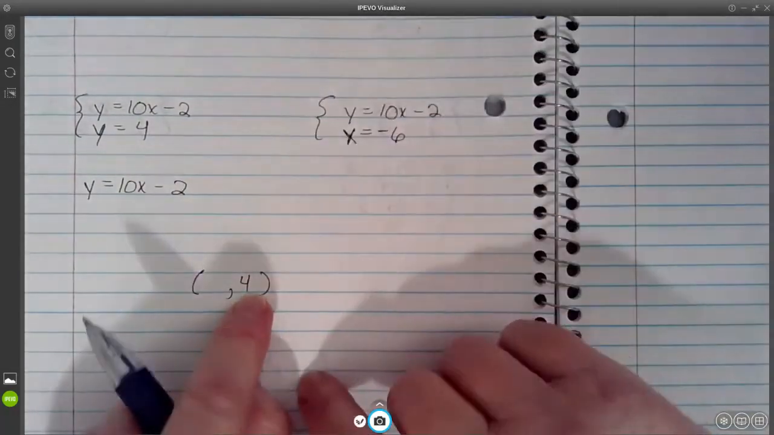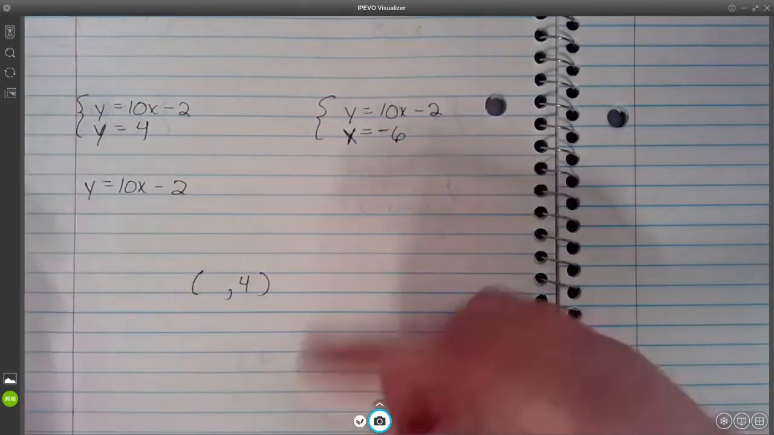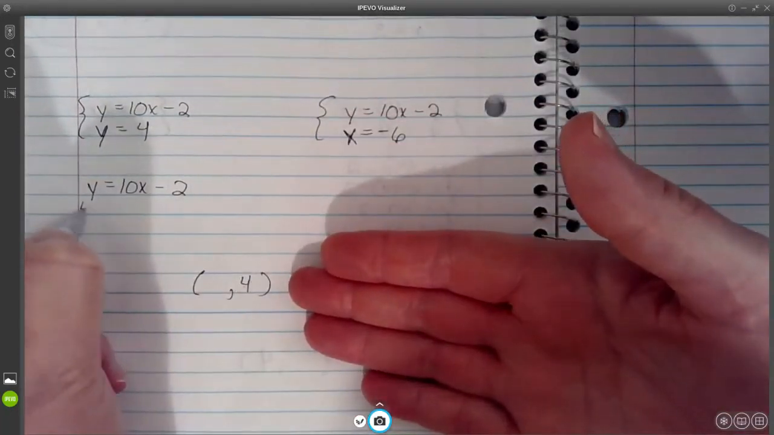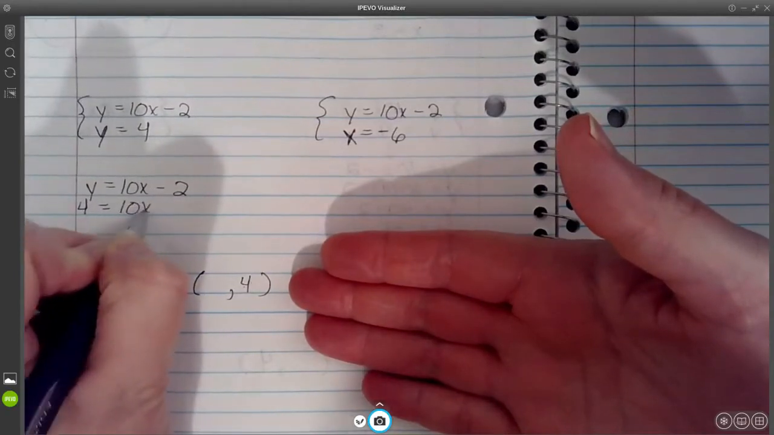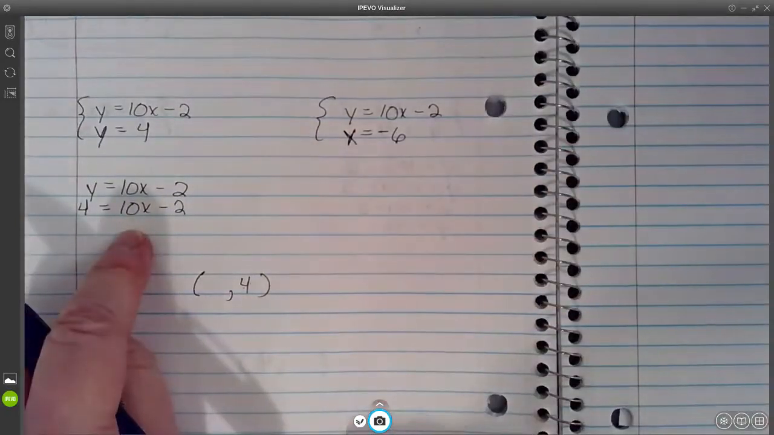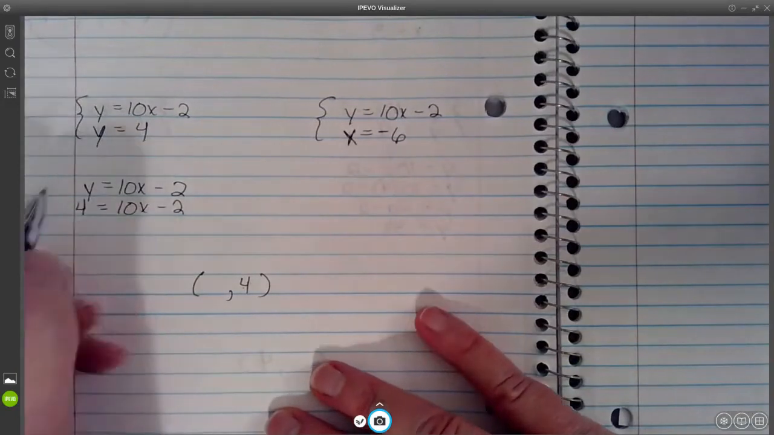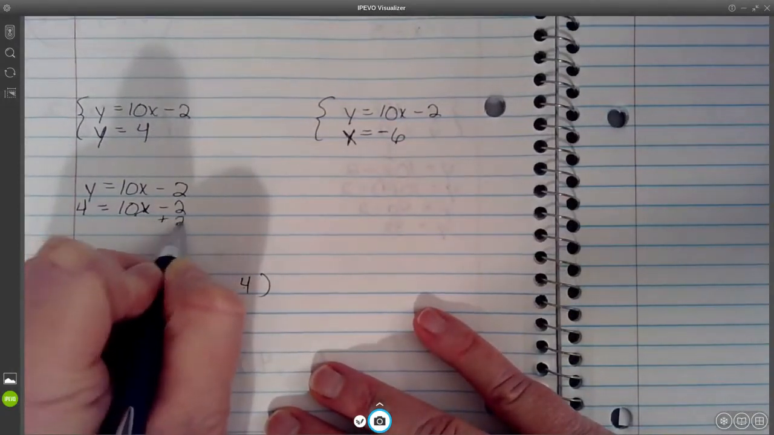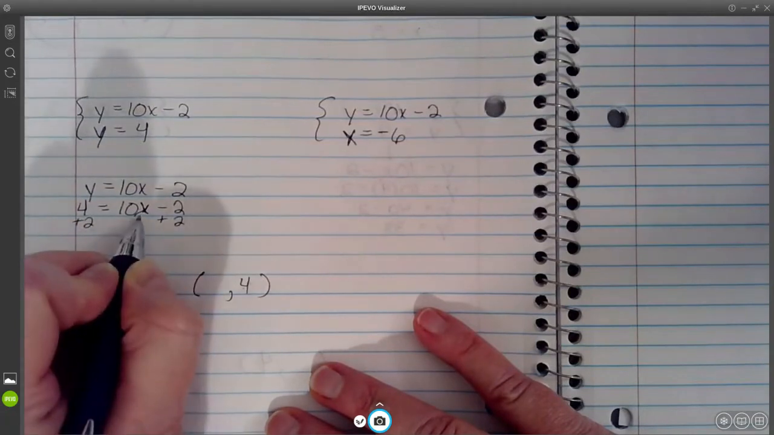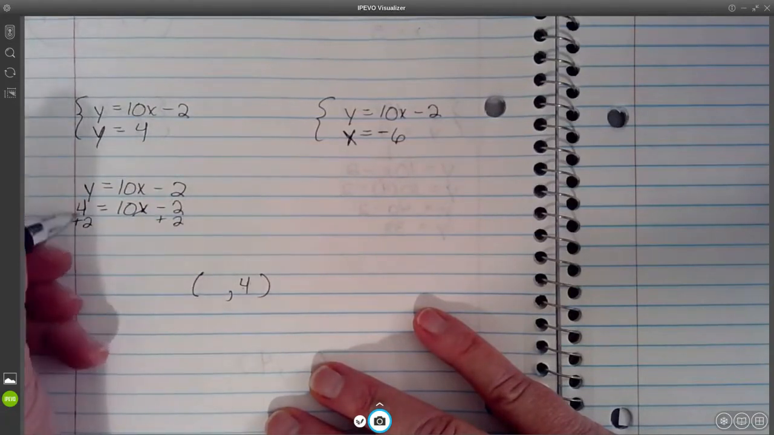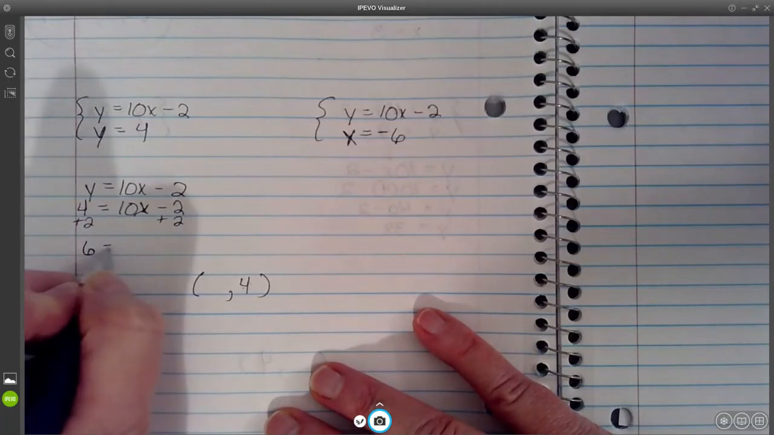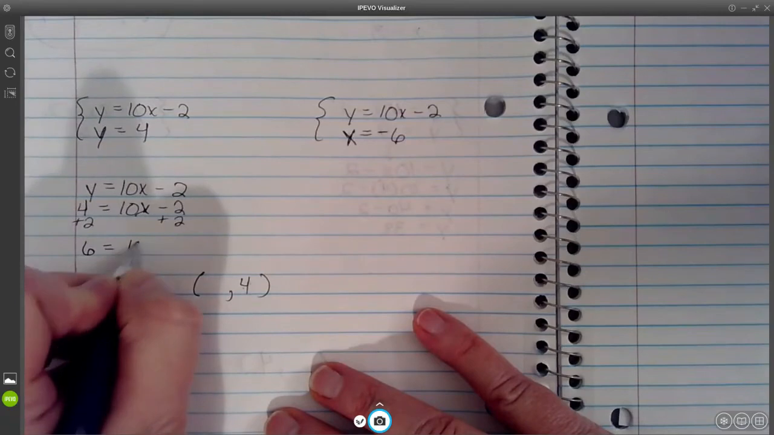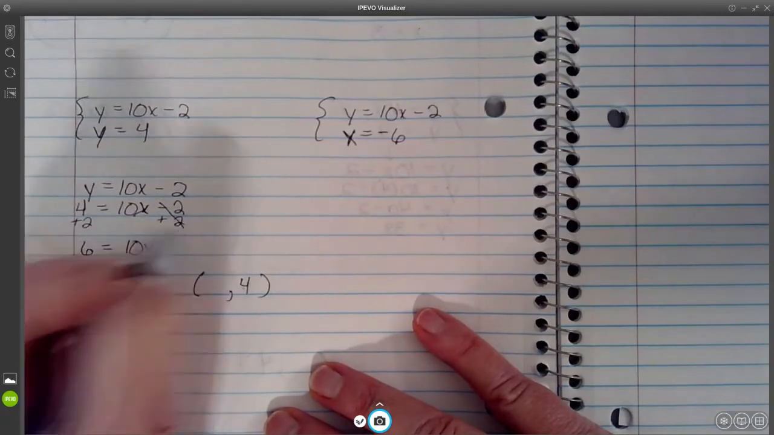The name of the game is substitution. So I'm going to put this 4 in the place of y. That's the only thing I know how to do right now. So I'm going to take this 4 and put it in the place of y. And suddenly I have a problem I can solve now. I'm actually going to leave the variable on the right this time. And I'm going to add 2 on both sides to start to get this 10x by itself. 4 plus 2 equals 6. And then I have 10x right here left over, and the 2's cancel out.